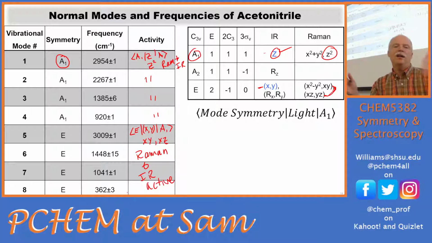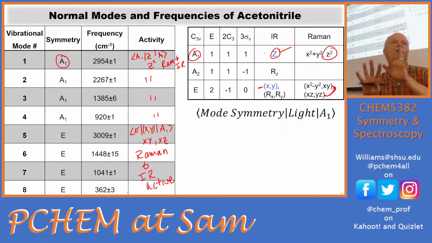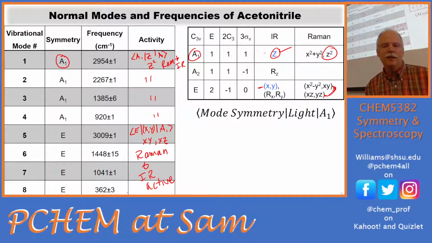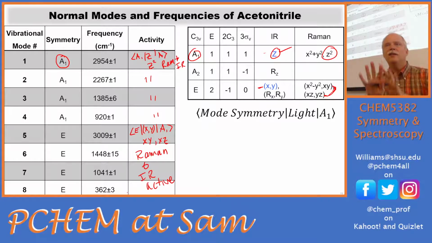So acetonitrile has peaks in the Raman and the IR at all these frequencies. It's not centrosymmetric. It doesn't have an inversion center, so we don't have that mutual exclusion of spectra. We just have the same peaks in the IR and the Raman. They'll have slightly different intensities based upon the change in the electron cloud for the scattering or the change in dipole moment for the vibration, but they're all active in the IR and the Raman.